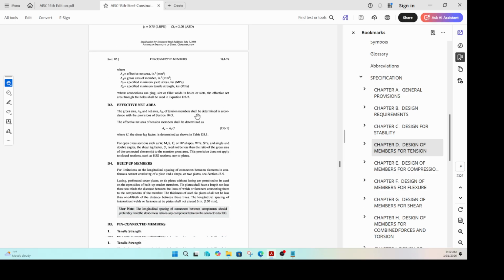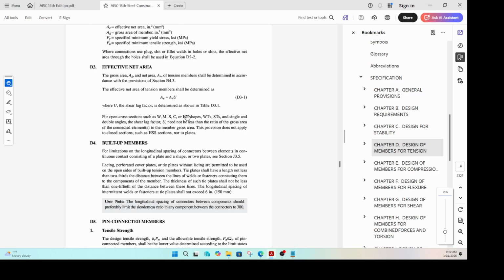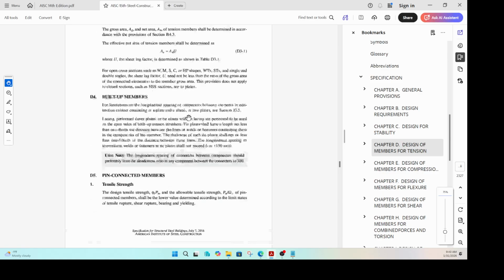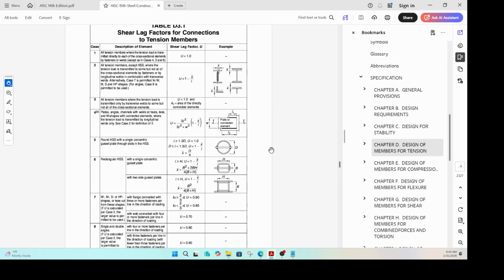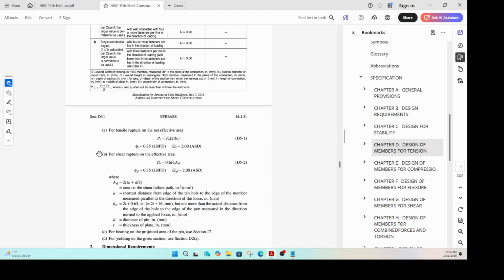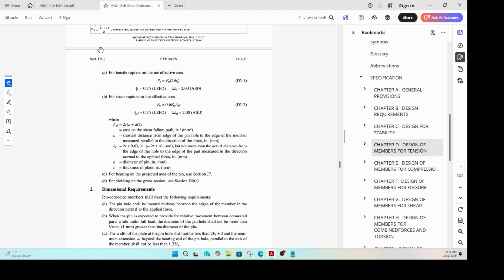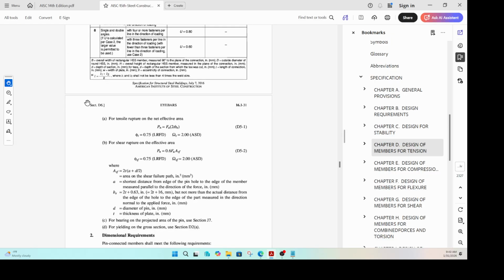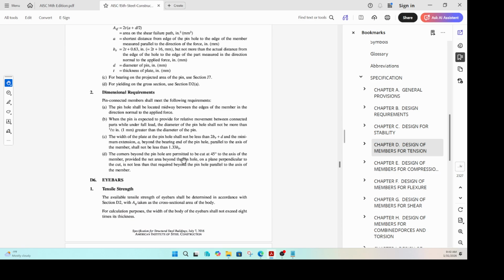We talked about how the A net has to be calculated, correct? We talked about the pin connected members. We talked about how U has to be calculated for all these 7 or 8 different cases here. And for pin connected members, we talked about all the limit states, which are tensile rupture, shear rupture, bearing is in a different section. The formula is not available here, but you'll have to go to section J7, and then yielding of cross section is straightforward. You don't need a formula for that. Okay.